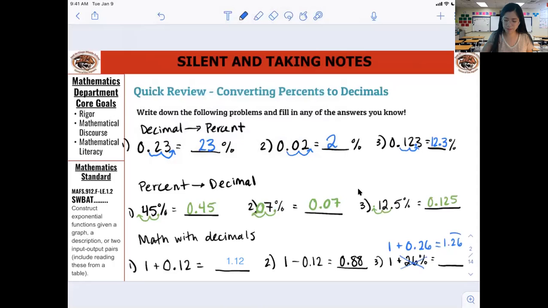1.26. I think I was explaining a different strategy. I'm sorry. Yeah, that's okay. I know that with percents, there's like 20 different things you can do, and sometimes you forget what you're actually doing. Alrighty, so any questions on that?